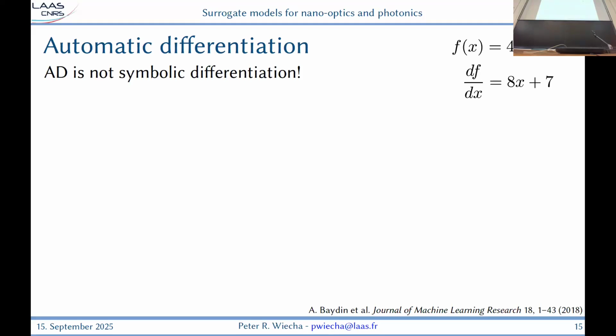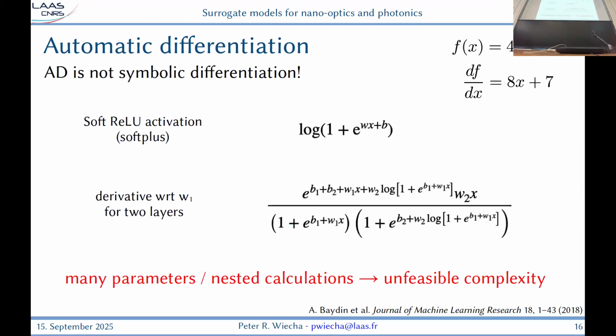So very important, automatic differentiation is not symbolic differentiation. Symbolic differentiation is what we learn at school, basically all the differentiation rules that we learn at school. So, for example, the polynomial differentiation rules that are shown in this example. The problem is that if we have a little bit more complicated functions like this soft ReLU activation function, that is not so uncommon in deep learning.